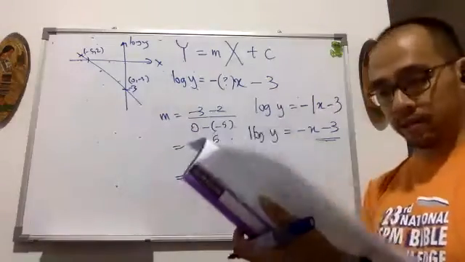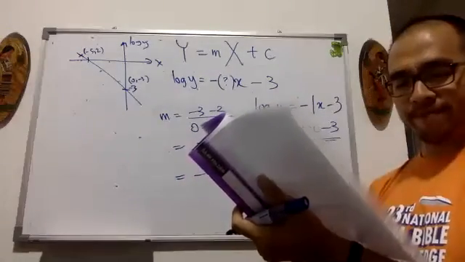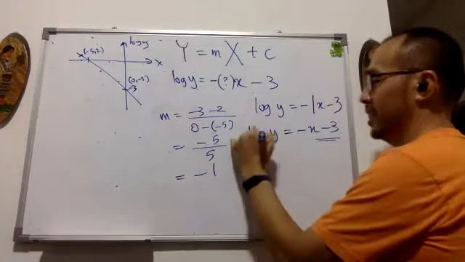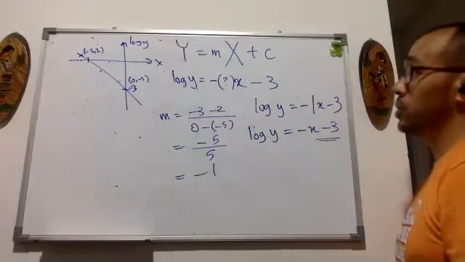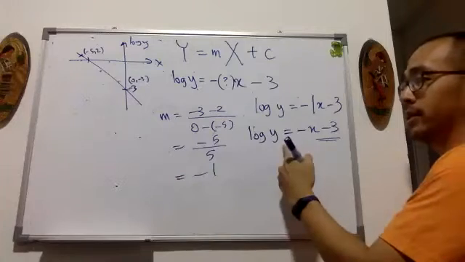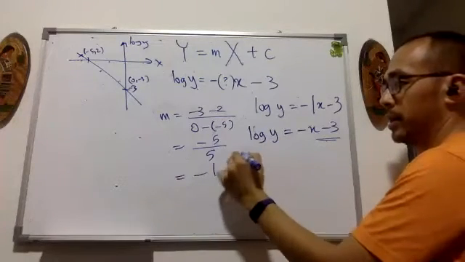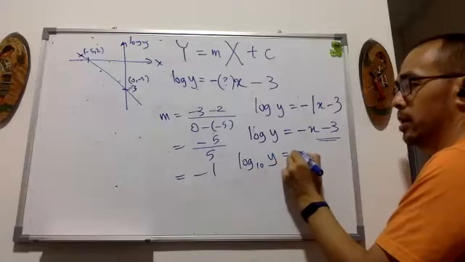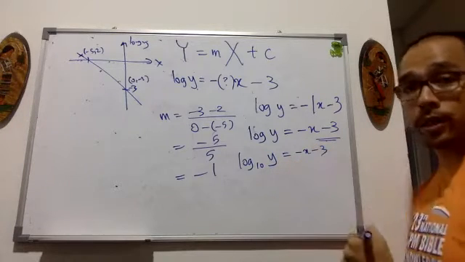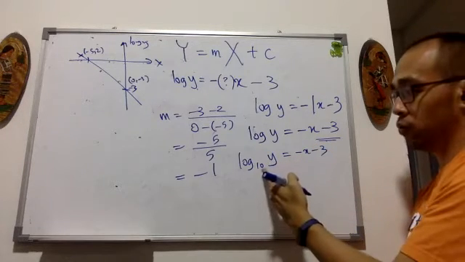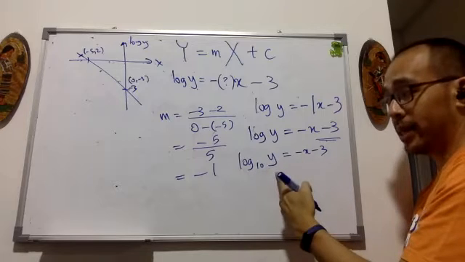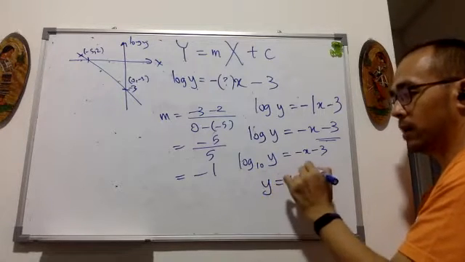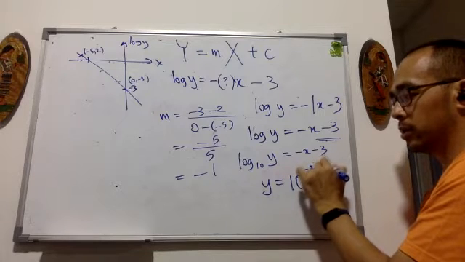Oh, y in terms of x. Oh yeah, you're right. Okay, fine. So, if I'm going to undo the log, remember that this is log base 10 of y equals -x minus 3. If I'm going to change this into index format, this will be y equals 10 to the power of -x minus 3.